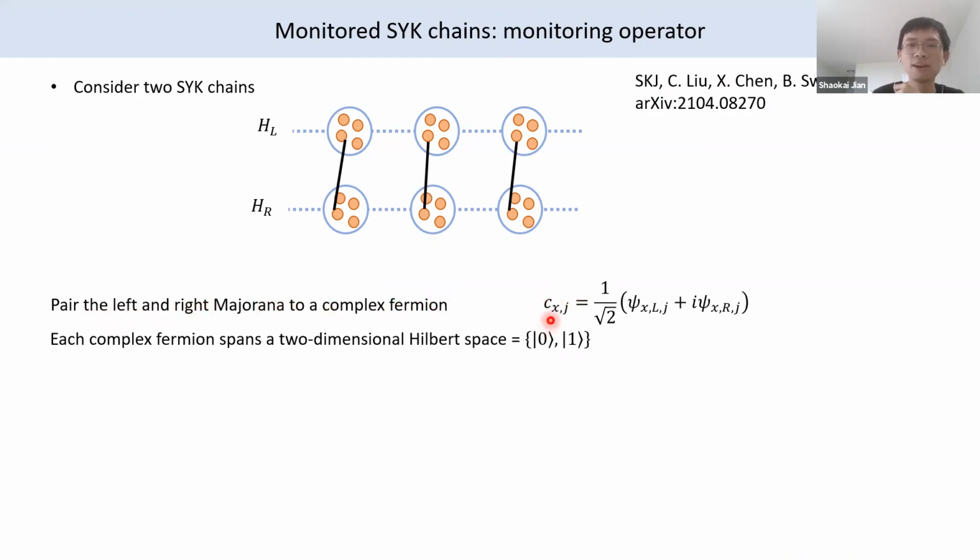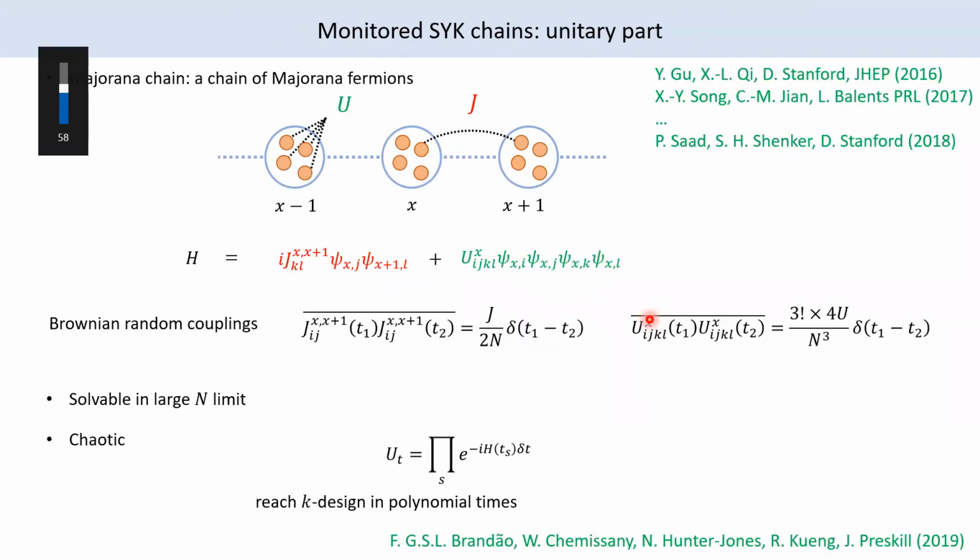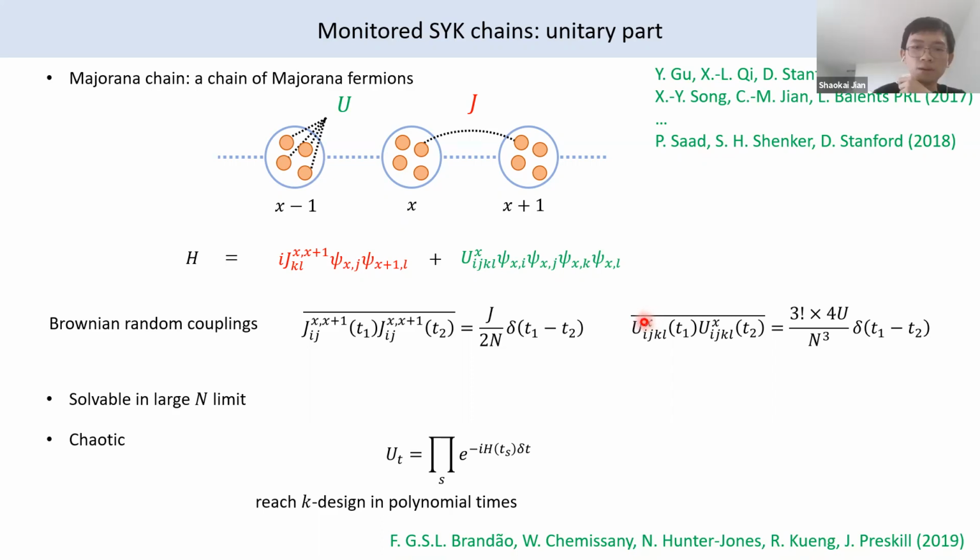Sorry, I have another question before you go on. Can you go back to the previous slide? Sure. So you wrote that it's chaotic. Does that mean that the Lyapunov exponent saturates the bound? No, actually in this model, because the randomness is Brownian, we don't conserve energy. So temperature is not a meaningful quantity. When you talk about the bound, obviously you talk about the 2 pi T bound, right? Yeah, it does not saturate the bound.